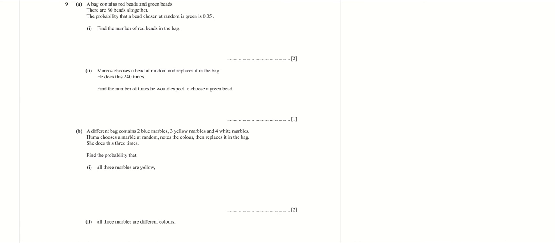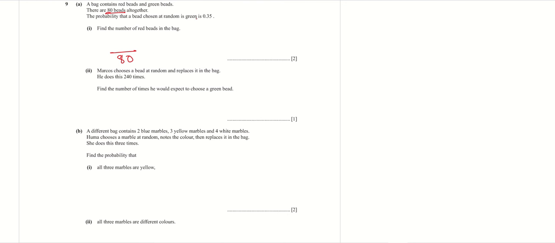A bag contains red beads and green beads. There are 80 beads altogether. The probability that a bead chosen at random is green is 0.35. Find the number of red beads. First of all, we are given the total number of beads together, that is red plus green, which is 80.